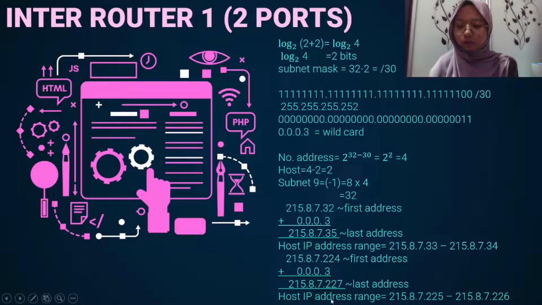And then the host IP address range equals 215.8.7.225 to 215.8.7.226. We find this from the first address, which is 224 plus 1, and then we get 225. And for this, we just minus 1 from the last address, which is 227, and we get 226.